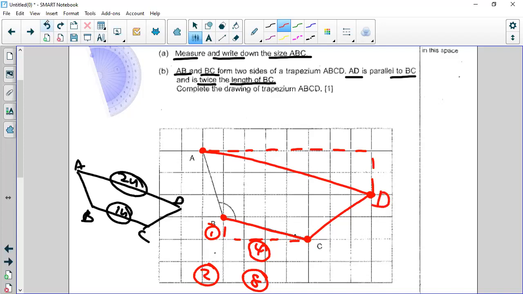After you draw, what do you do? You need to label, put the letters there, put the arrowheads, and put the angle that you have measured. Put it inside, and you get your full marks. Understand? So how do you double the line? You have to move along the squares. So this is 1, this is 4. You double it, this will be 2, and that will be 8. Okay, double it. Any questions?